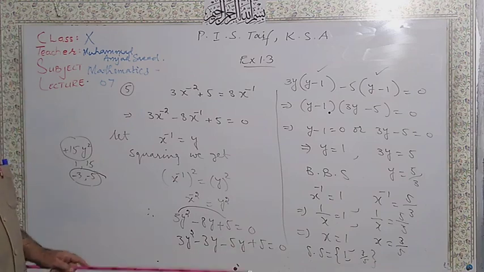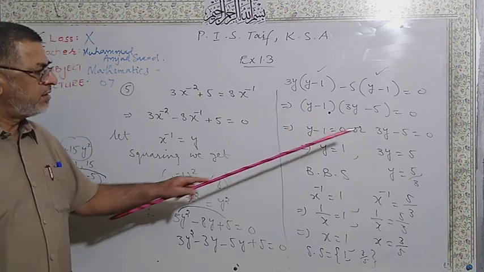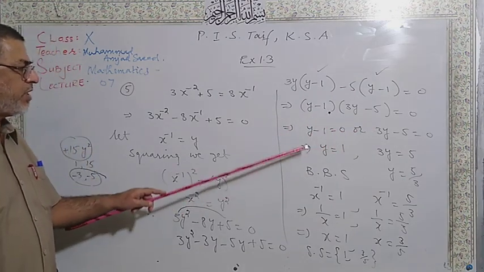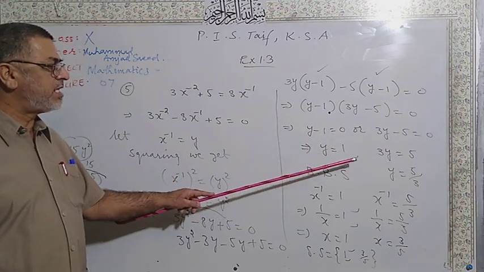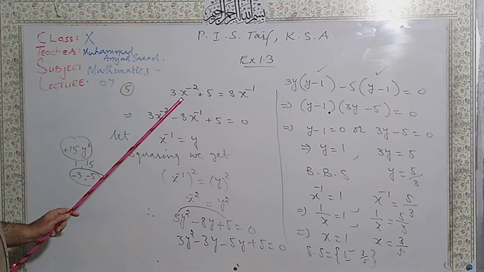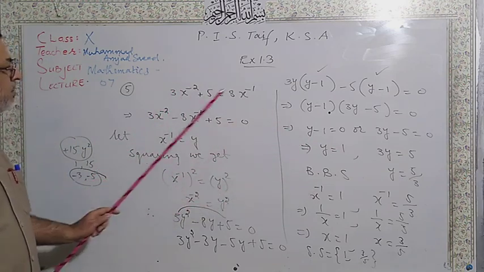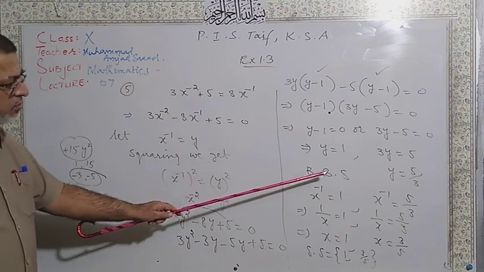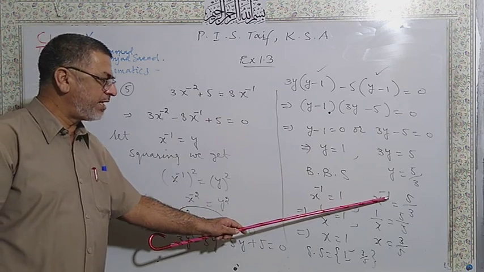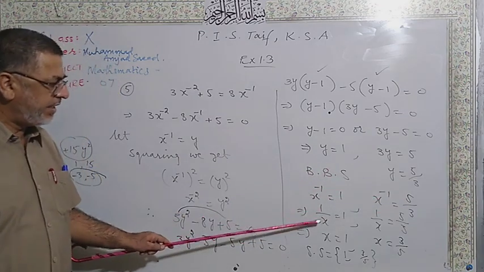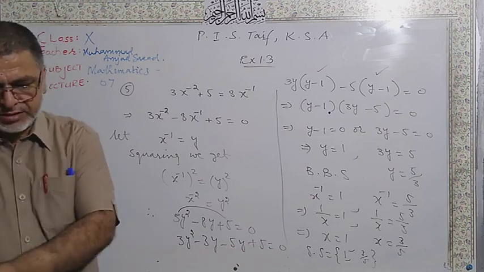After that, taking common from the first two and last two terms, we have two brackets. They are written separately equal to 0, and we got the value of y. Remember, don't leave your answer here because your variable in the question was x, so convert it again into the value of x. By backward substitution, x^(-1) = 1 and x^(-1) = 5/3, taking reciprocal, and we got this answer. I hope that you understood this question.